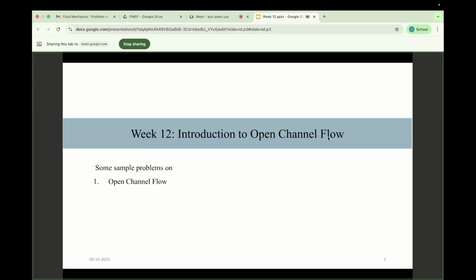In this week we will discuss an introduction to open channel flow, and we will discuss some numerical problems also. Those problems will definitely help you to understand this concept, right? Up to now, what we have studied is flow inside a tube, and flow between two parallel plates, so flow inside a channel, but now it's an open channel.